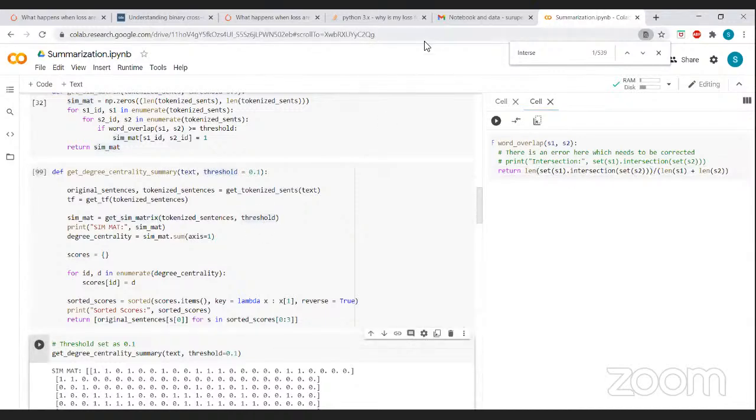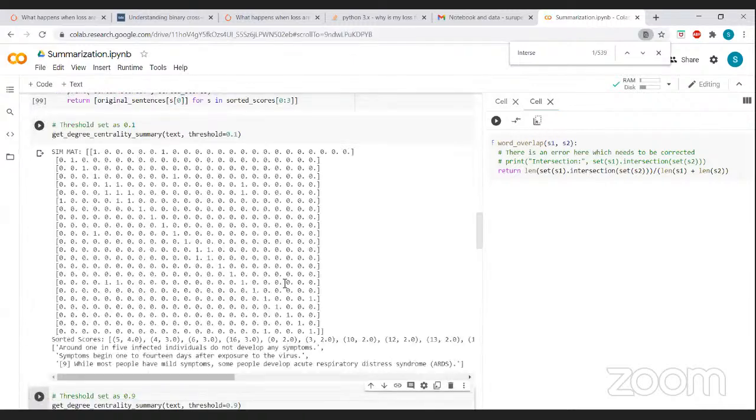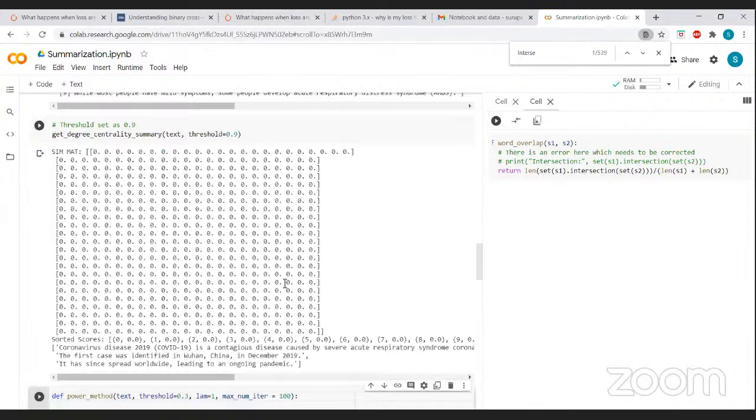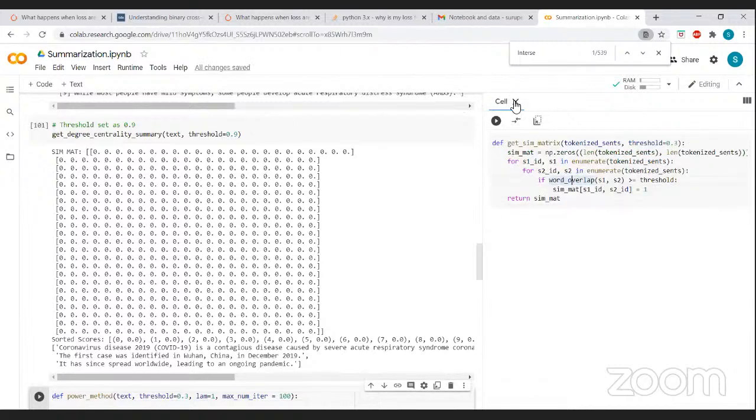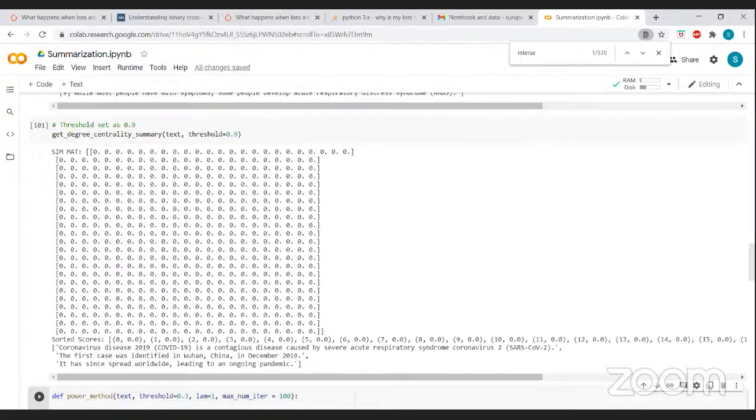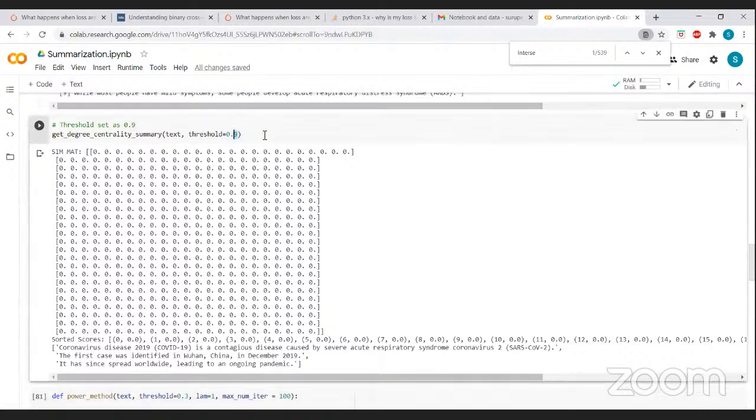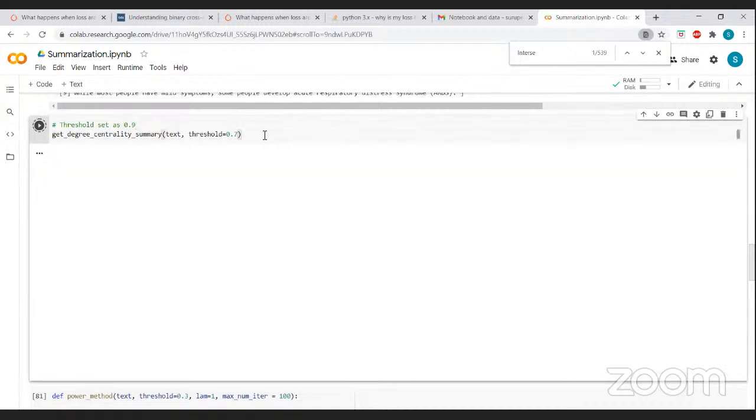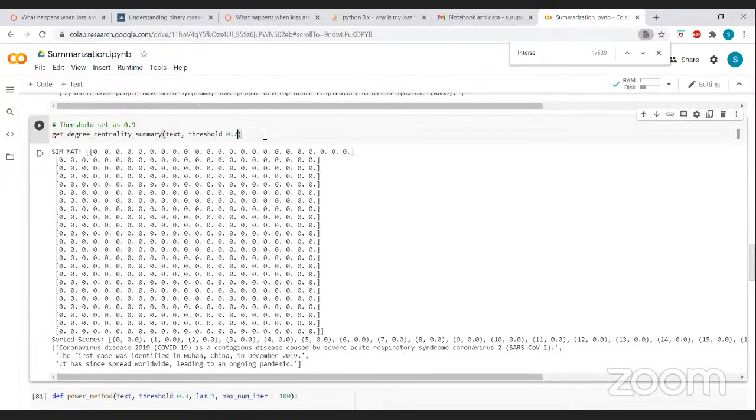I hope everyone is following what Shuru is doing. So now you see you get different summaries. If you keep the threshold very high in degree centrality, all the sentences will be ranked equally. Most of them will be zero. And that's why it will just take the first two or three sentences in sequential order. And this keeps on changing as you keep changing the threshold.